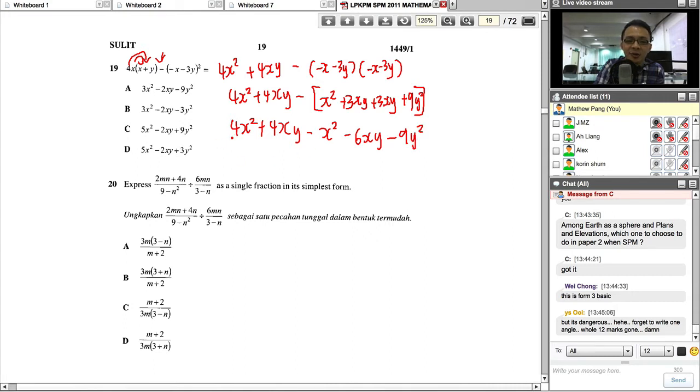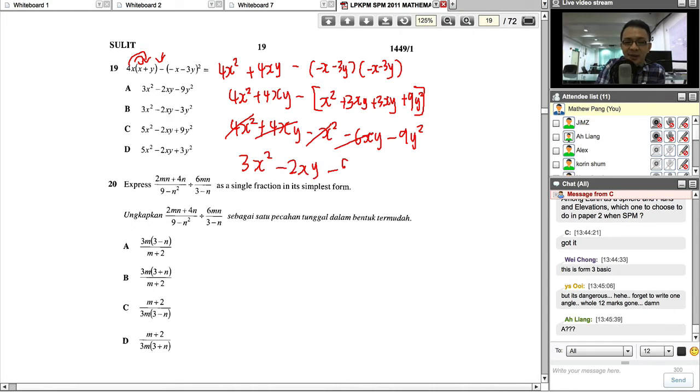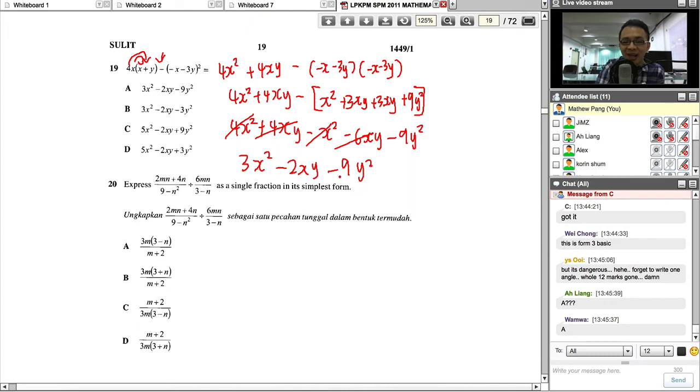Then 4x squared minus x squared is 3x squared. And then 4xy minus 6xy is minus 2xy. And then minus 9y squared. I hope I have the answer. 3, 2, 9. Yes, the answer is A. Yeah, but it's dangerous to forget to write one angle. So let's move on to question 20.